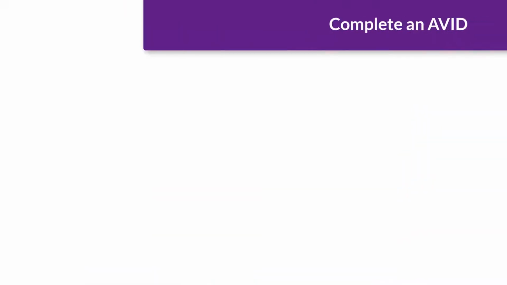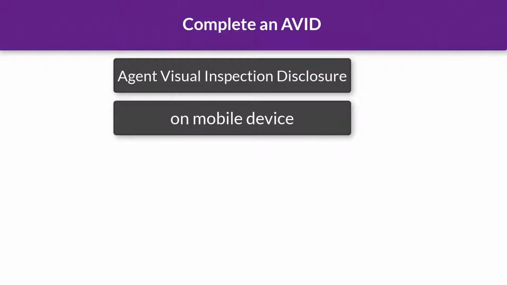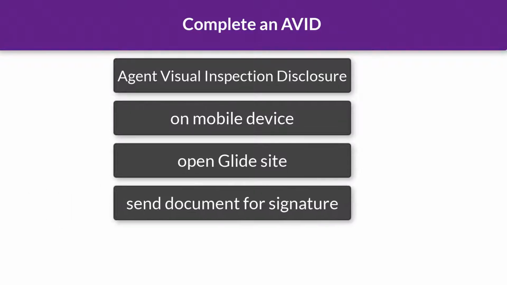In this video, agents learn how to complete an Agent Visual Inspection Disclosure Form, or AVID, on a mobile device. In this scenario, the agent uses a smartphone to open the Glide site, locate the AVID page, and complete the workflow. The agent also sends the AVID form to the client for signature.